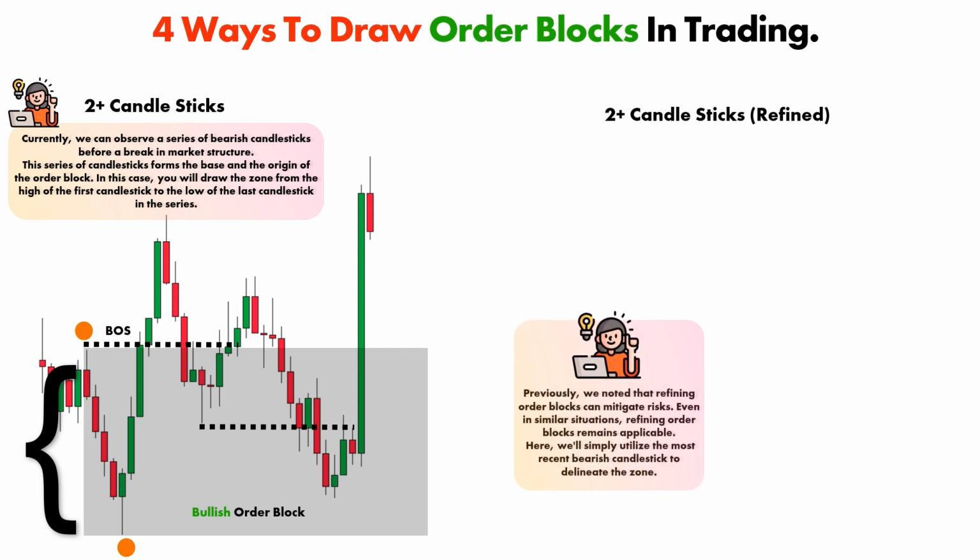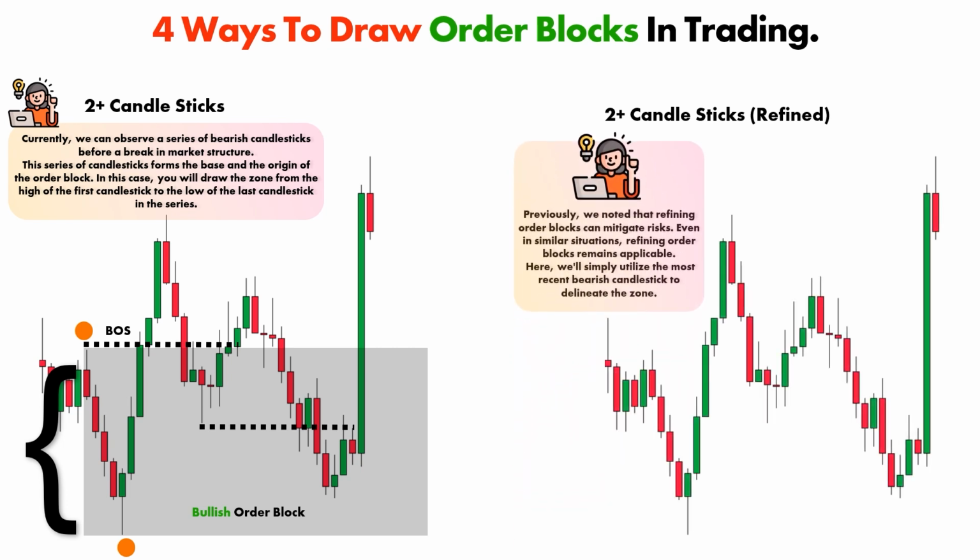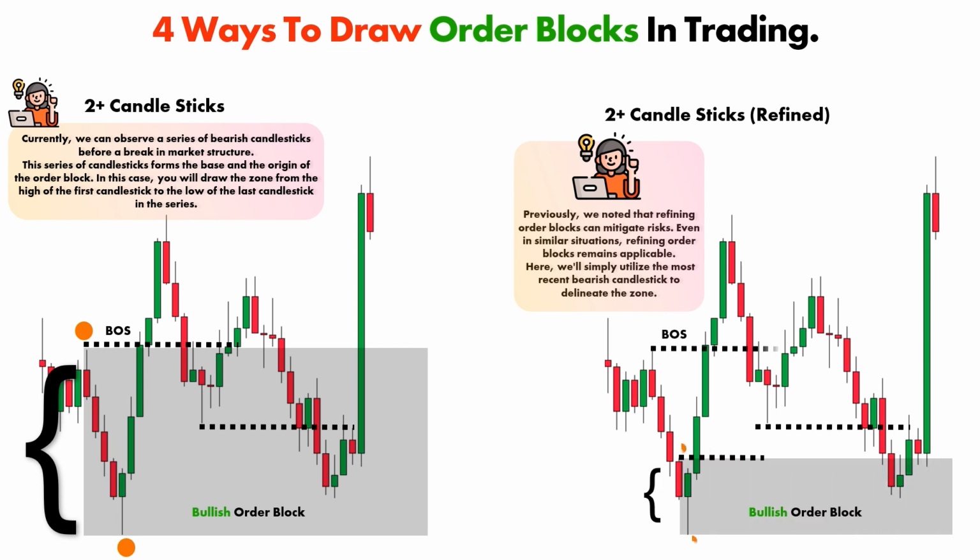Previously, we noted that refining order blocks can mitigate risks. Even in similar situations, refining order blocks remains applicable. Here, we'll simply utilize the most recent bearish candlestick to delineate the zone.